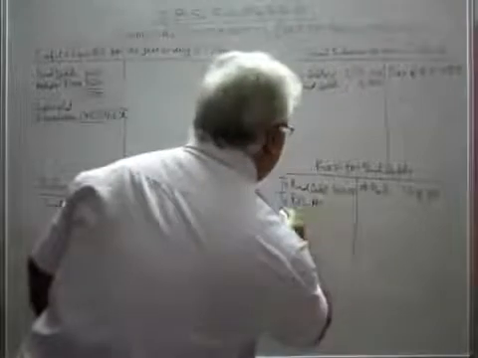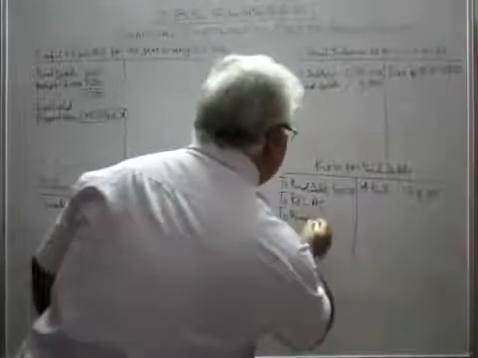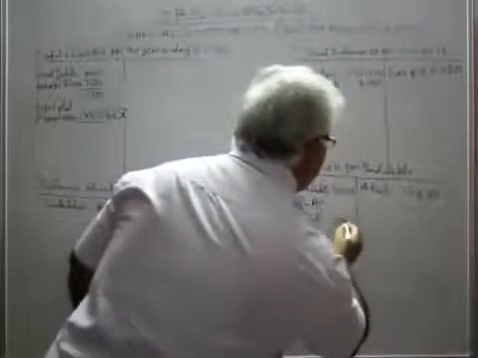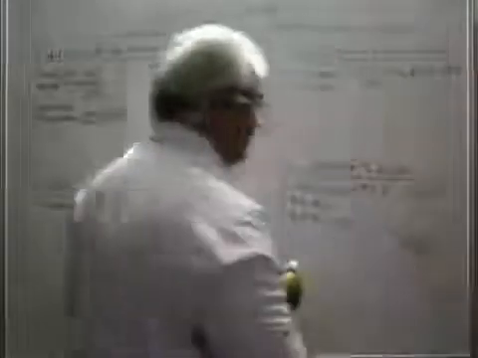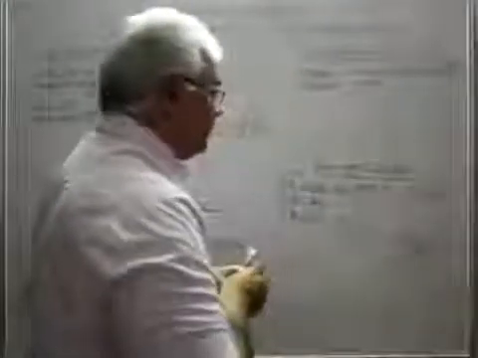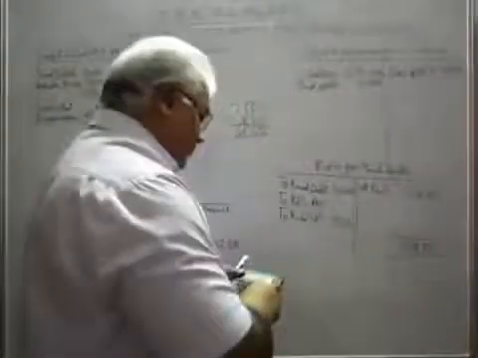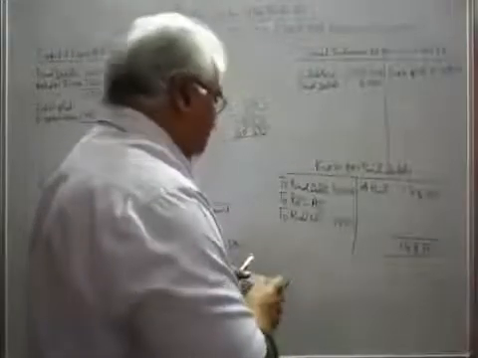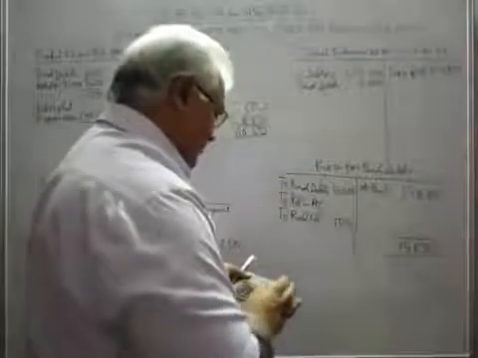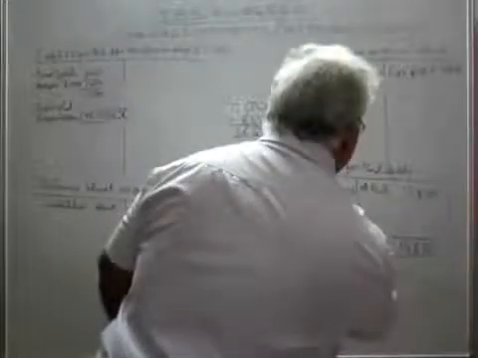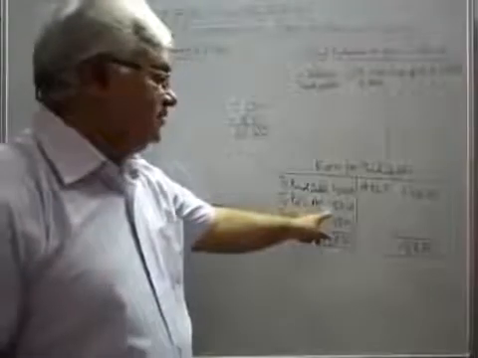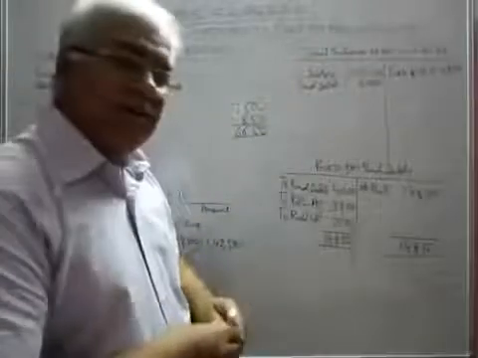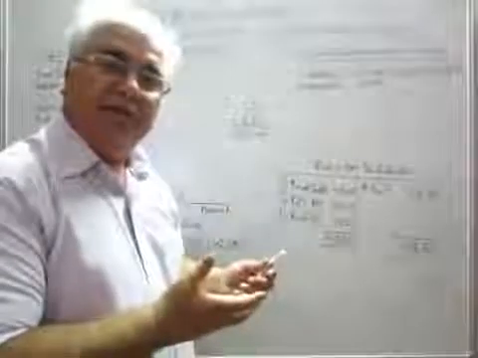To P&L account, to balance carried forward 7,500. So this is 14,850. So out of 14,850, if you deduct 11,500, how much will it be? It will be 3,350. So this is the amount which will be credited to profit and loss account. I hope it is quite clear.